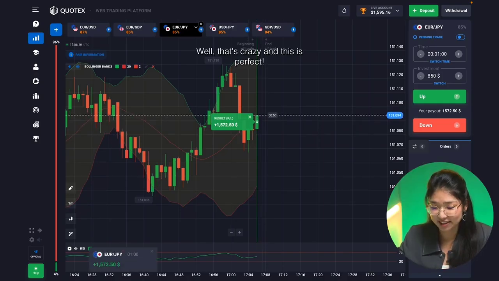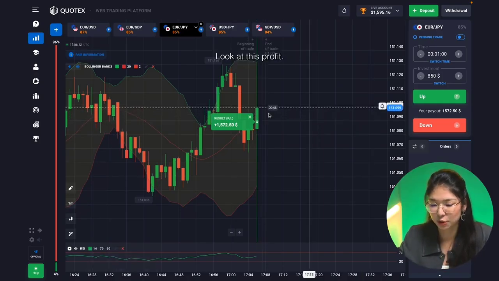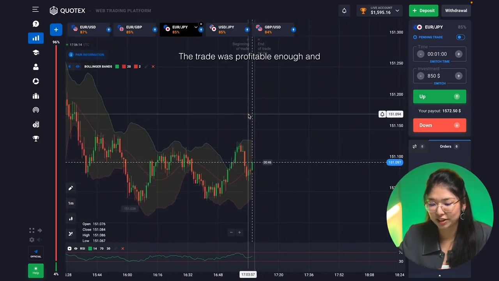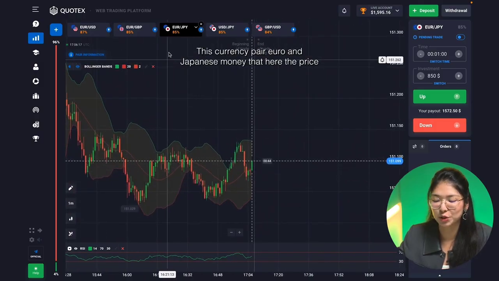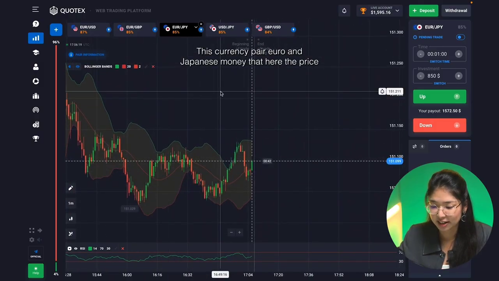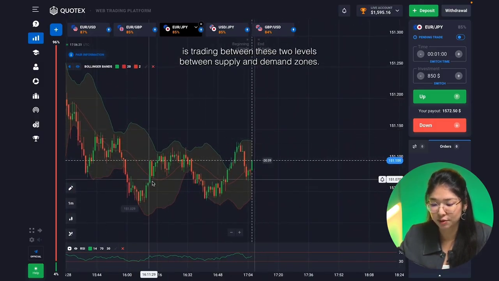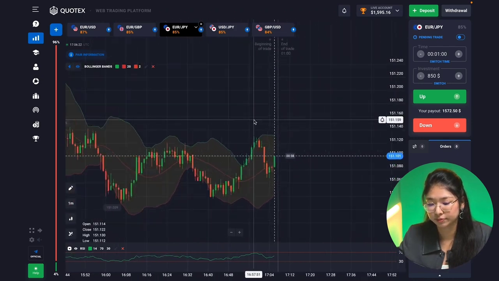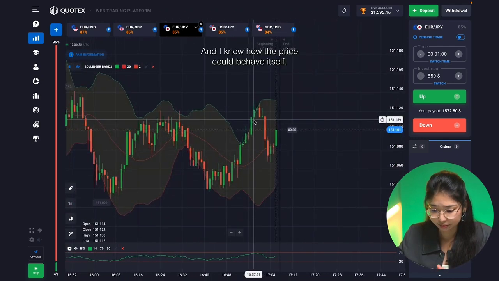Wow, that's crazy, and this is perfect. Look at this profit. The trade was profitable enough, and with this currency pair, euro and Japanese yen, the price is trading between these two levels, between supply and demand zones. And I know how the price could behave.